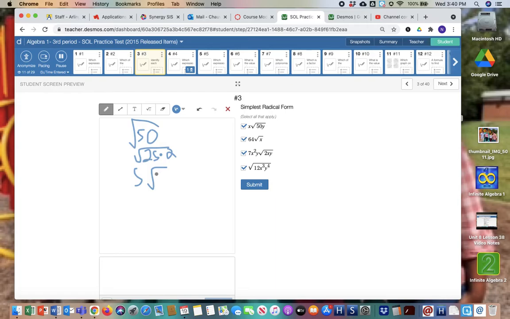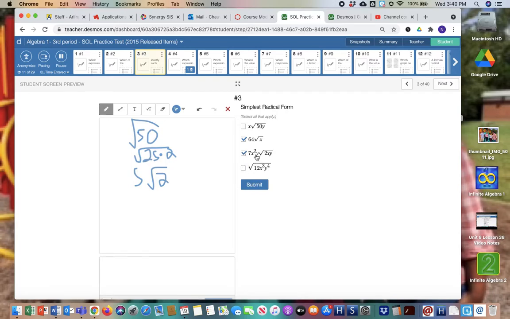So 5 would go outside and 2 would stay inside. So this can get simplified further, so we would take that choice away because it's not in simplest radical form. What about down here? Well, even the 12 can get simplified, but so can the x to the third and the y to the fourth, because 2 can go into each of these. So this is not fully simplified.